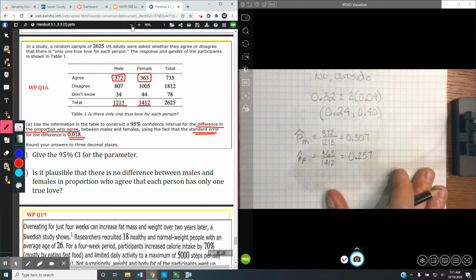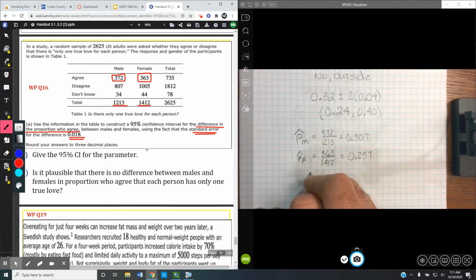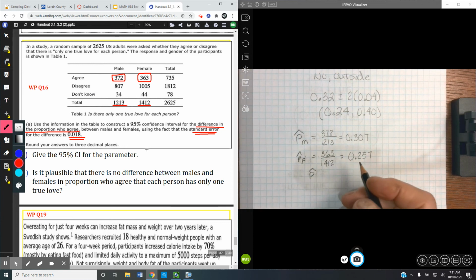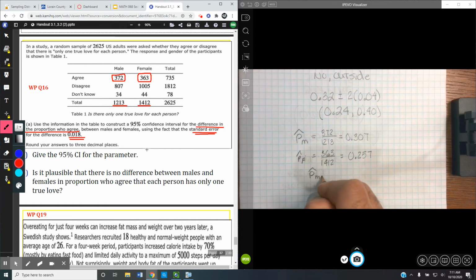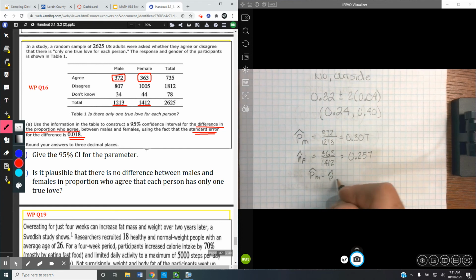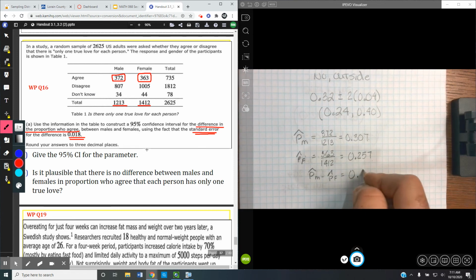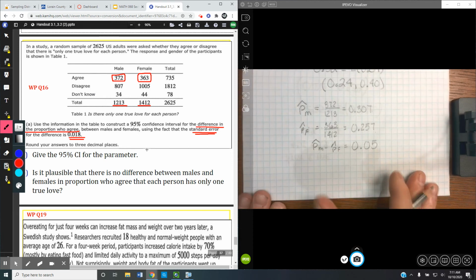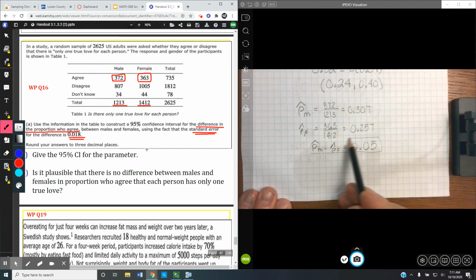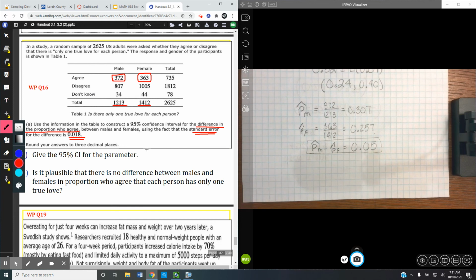Okay, our statistic, if we read back over here on the left-hand side, is the difference in the proportion who agree between male and female. That means we need the proportion p hat of male minus the proportion p hat of female. We need 0.307 minus 0.257, which is going to be 0.05. So this is my actual statistic that I'm referencing right here.